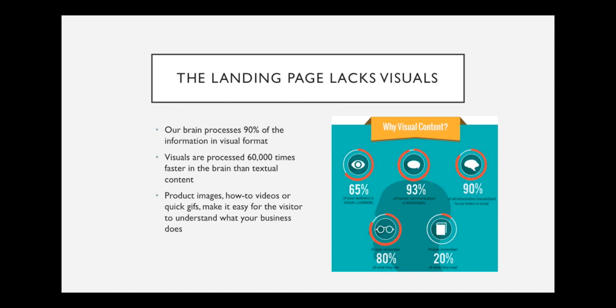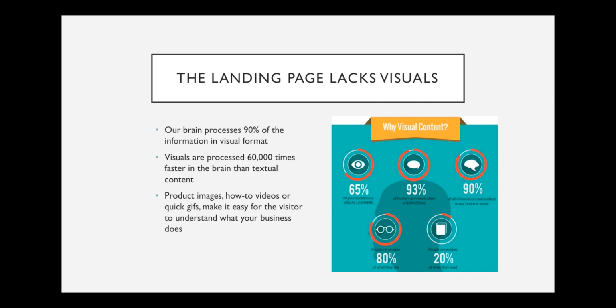Another thing you want to avoid is your landing page lacking visuals. Our brain processes 90% of the information in visual format. Visuals are processed 60,000 times faster in the brain than textual content. So product images, how-to videos, or quick GIFs make it easy for the visitor to understand what your business does.